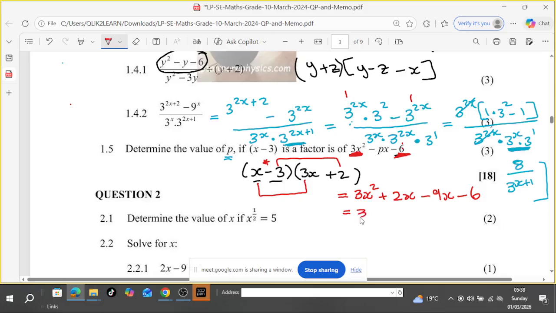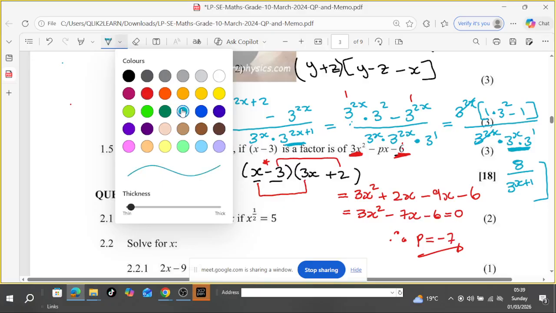So look at this. This is 3x squared minus 7x minus 6, and this is equal to 0. So now, what is the value of p? Can you see that the value of p is minus 7? We can conclude that the value of p is just negative 7. Do you understand how we got the value of p? Yeah, no. You don't understand? No. Okay, let me go back.